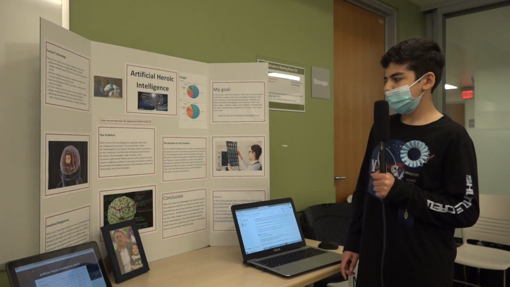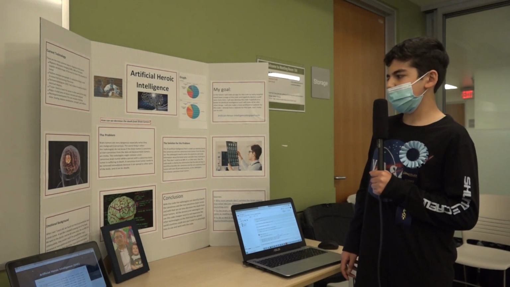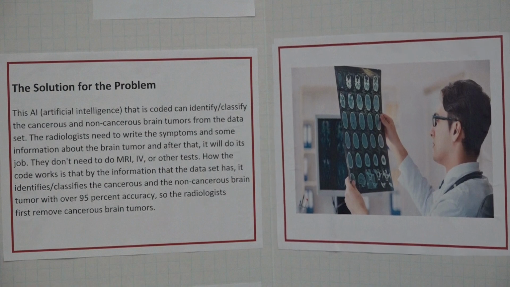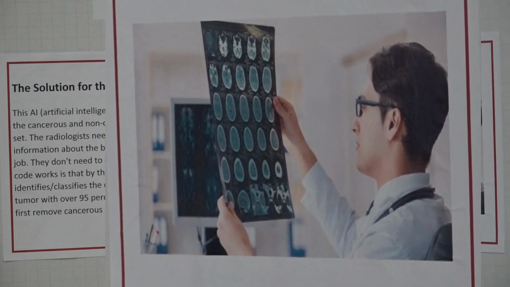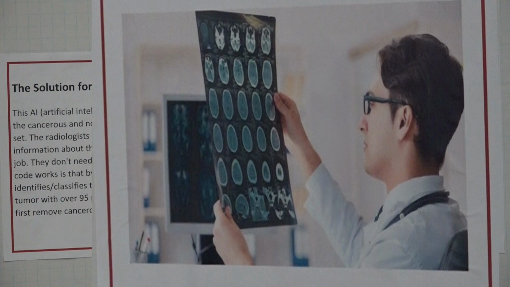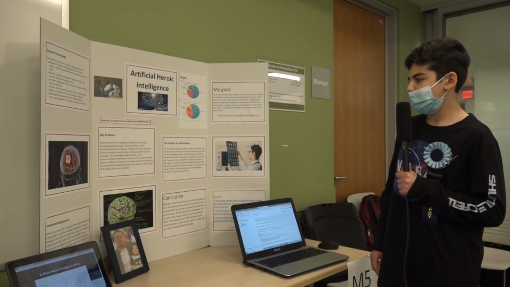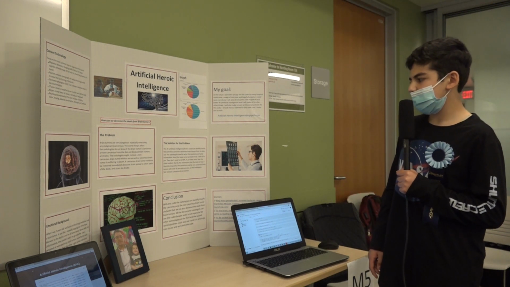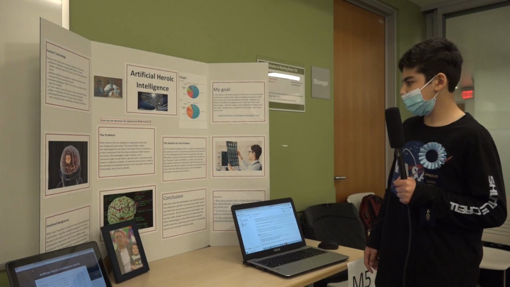A cancerous brain tumor needs to be removed immediately because it can spread to other parts of the body and it can be deadly. My solution for this problem is this AI that I coded, which can identify and classify the cancerous and the non-cancerous brain tumors from the data set. The radiologists need to write the symptoms and some information about this brain tumor, and after that it will do its job. They don't need to do an MRI or IV or other tests to diagnose the brain tumor.